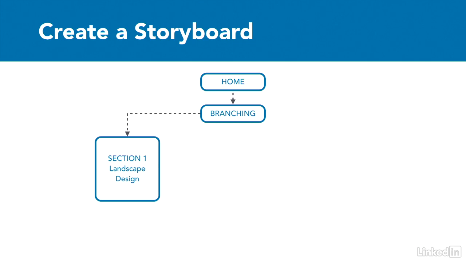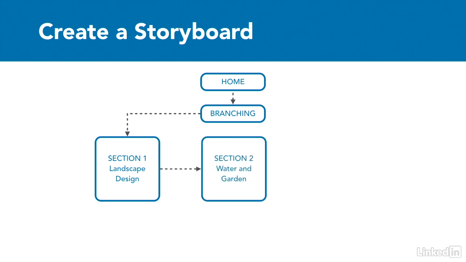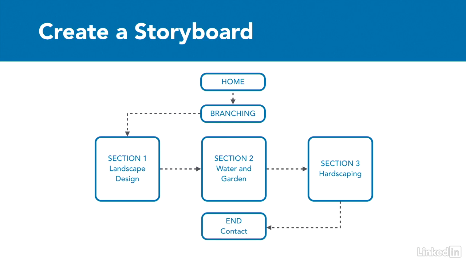There may be multiple slides in that section. They'll see each of the slides in order and automatically move on to section 2. We're going to do a water and garden feature section. They'll see some slides there and then automatically move on to the last section on hardscaping. After they've viewed each of those slides, they'll move on to the very last slide where they'll see some contact information. What happens next? Automatically, the slideshow repeats or loops around back to the beginning. The home slide appears, and the whole process begins again.